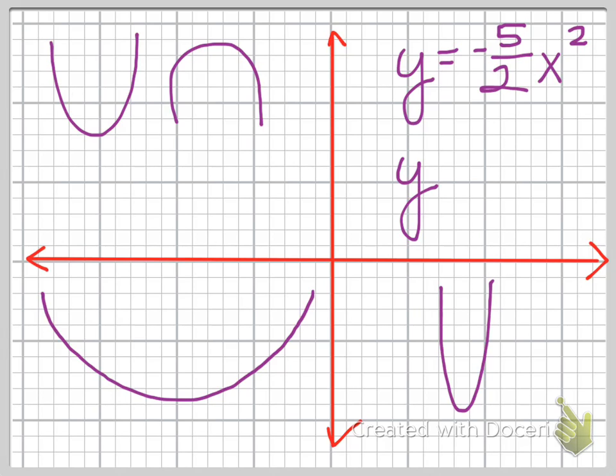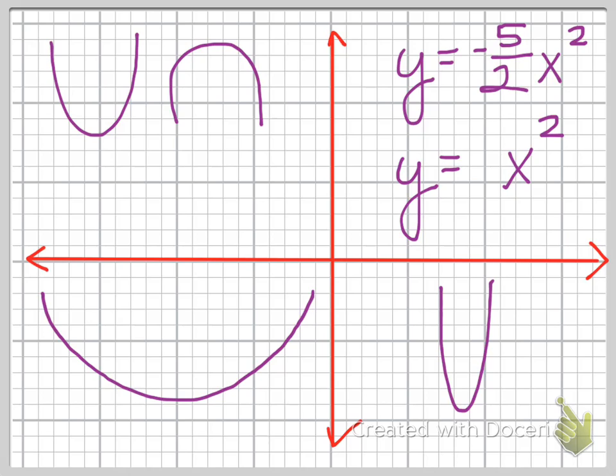Now the parent function is y is equal to 1x squared. So that's the one that we're always comparing it to. We ordinarily don't put the 1 in front of it because it's not necessary. So our predictions are always with regard to the parent function. It will be wider than the parent function. It will be more narrow than the parent function. It will be a reflection of the parent function over the x-axis, meaning it will be opening down instead of up.